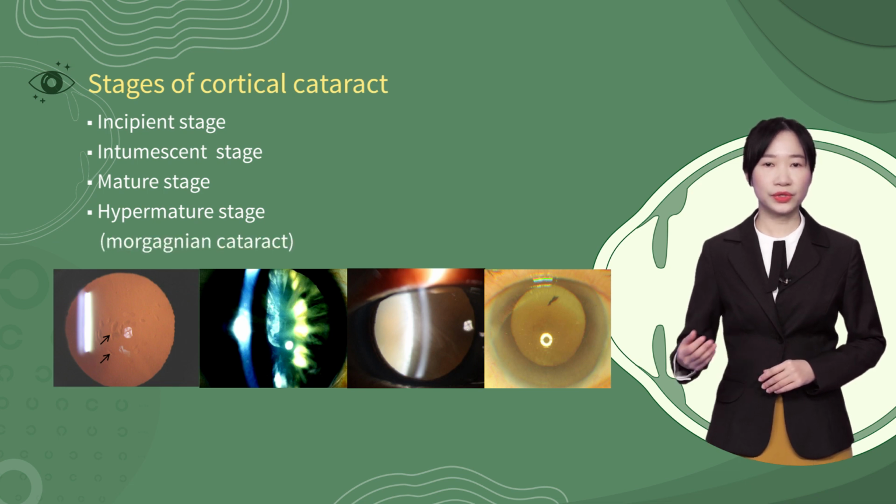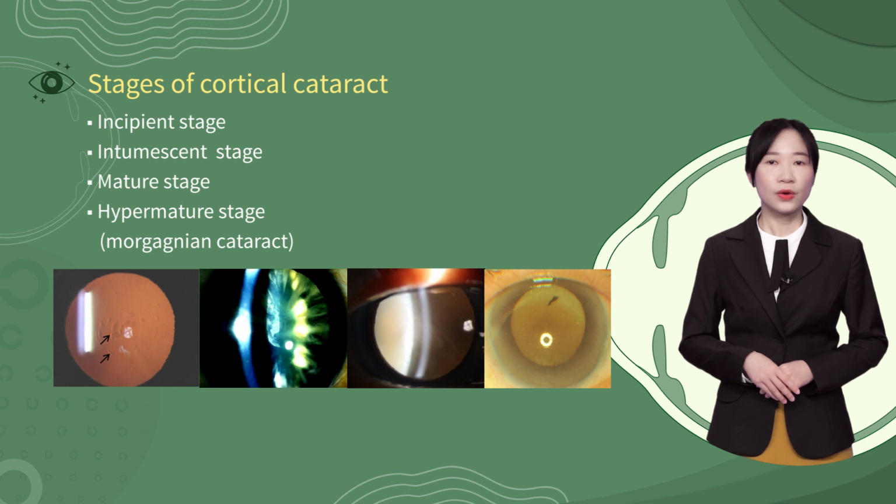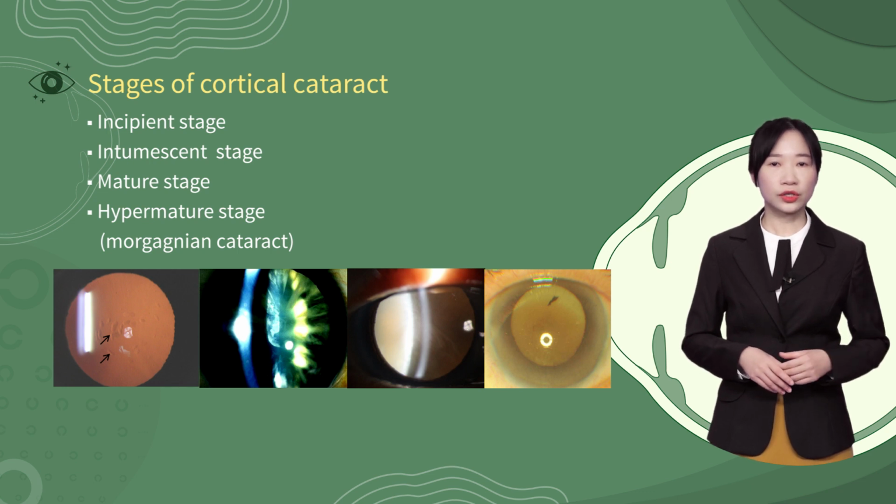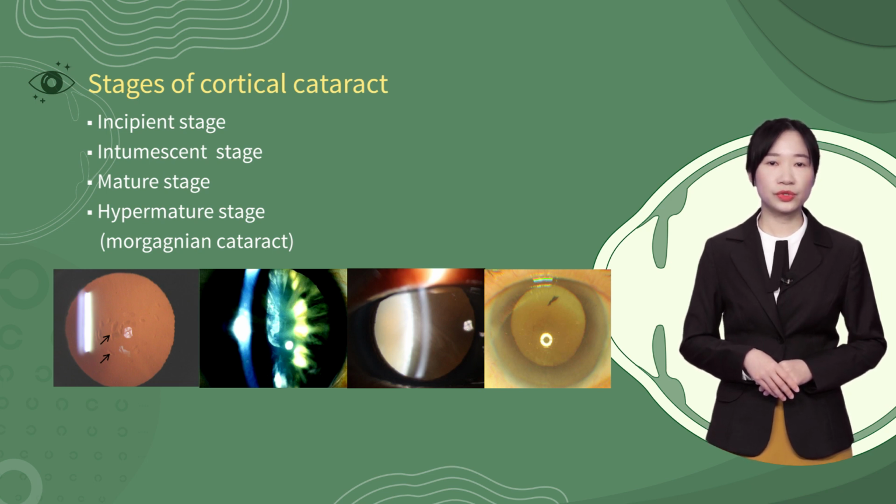Subsequent development results in typical wedge-shaped opacity and the lens volume increases. We call this the intumescent stage. When the cataract matures, all the cortical fibers become opaque. The lens is completely white. In the hypermature stage, the lens has a shrunken and wrinkled anterior capsule due to water leakage.